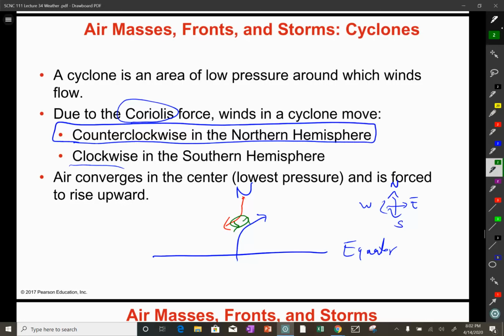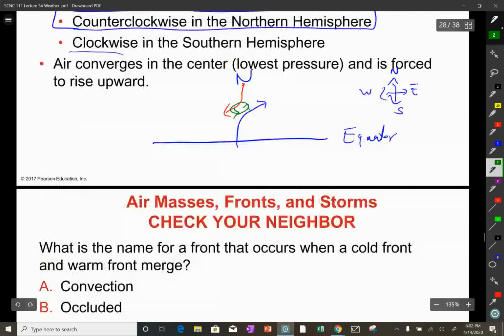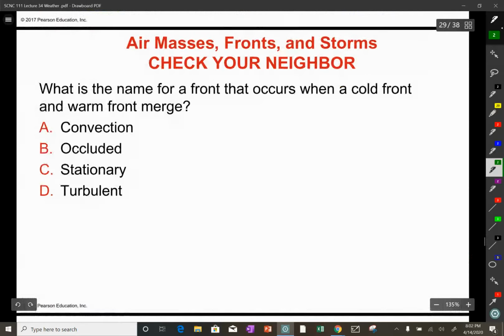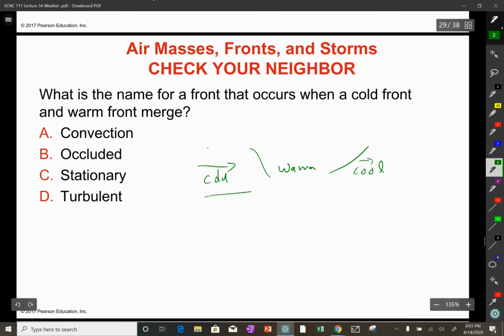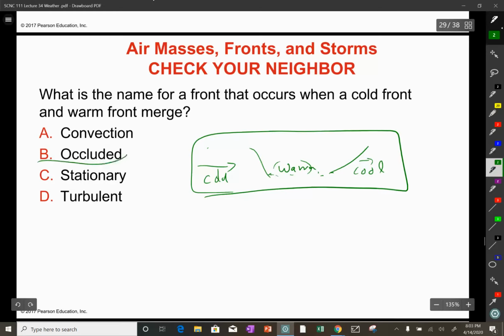Why would the air rush toward the center? Well, the cyclonic storm starts, well, I got a question before that. What's the name for a front that occurs when a cold front and a warm front merge? Okay, so this wording probably doesn't match the way I described it. A cold front and a warm front merge. The way I described it was when you had a cold front, and here's the warm front, and then here's a cool here. That's what this is talking about. The merging is when you force the warm in between the two, and that's the occluded.